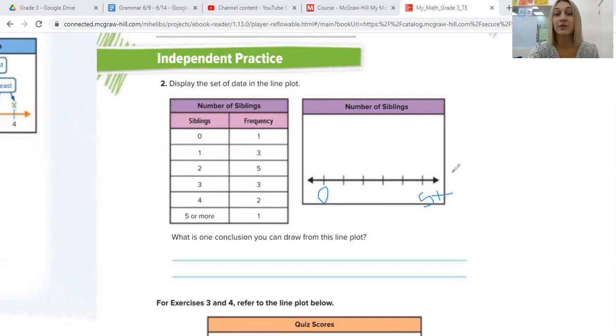So you need to fill in the rest, what would go in the middle here. And then you need to do your X's. So we had 1 person with 0 siblings, and so on. Now, I do want you to do this part. What is one conclusion you can draw from this line plot? That's just the same thing as before. Analyze the line plot and write 1 sentence to interpret it. Compare some things, just 1 sentence. Okay, great.